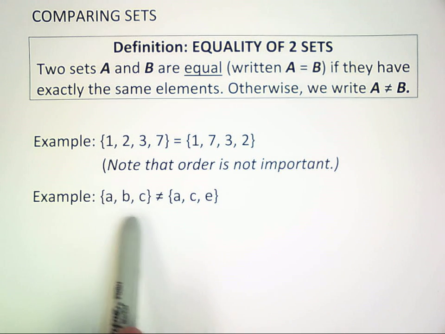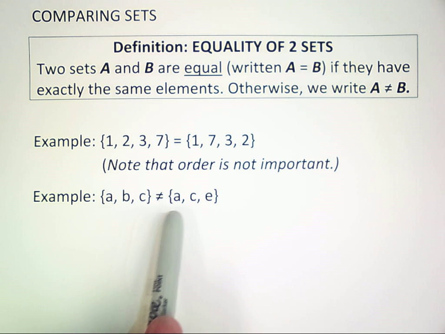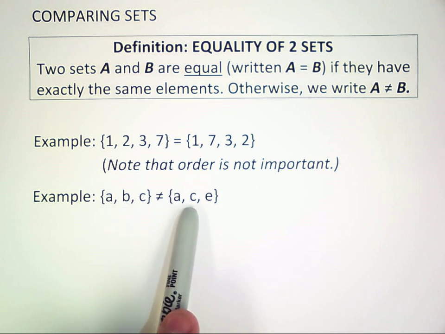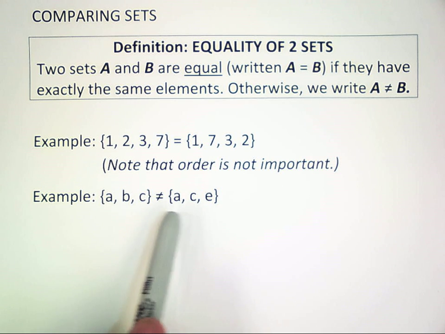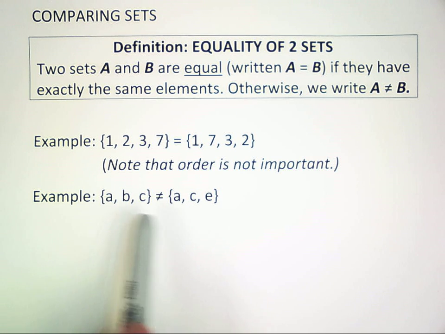Here's an example of two sets that would not be equal. There's an A here and an A here, but the B here doesn't show up over here, and the E here doesn't show up over there. So if there's any difference at all in the elements, then the two sets are not equal.